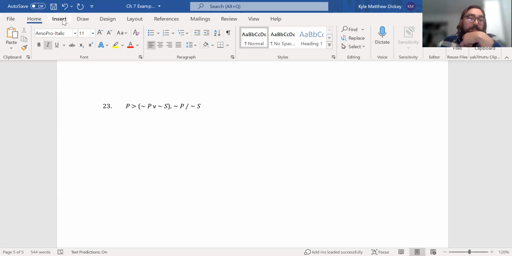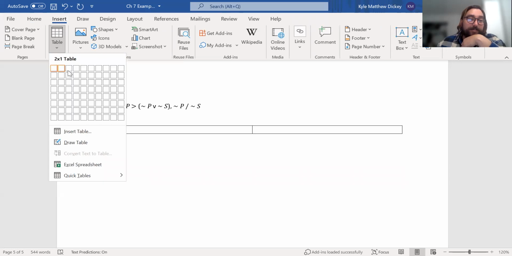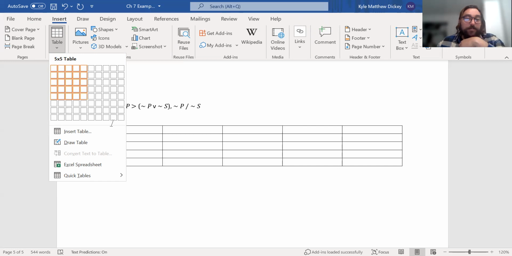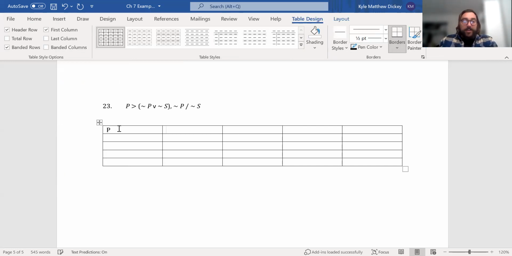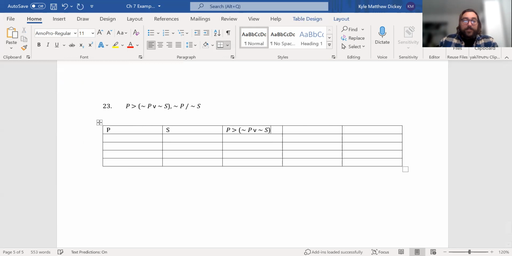So let's do an insert table. We need 5 columns and we need 4 rows. I'm going to do 5 rows though, just so we can put things in at the top here. So we've got P, we've got S, then we've got this long premise, and then the short premise, not P, and then not S as conclusion. All right, let's just start computing. So true, true, false, false, true, false, true, false. Great, we got that taken care of.